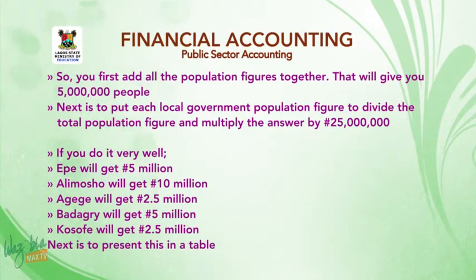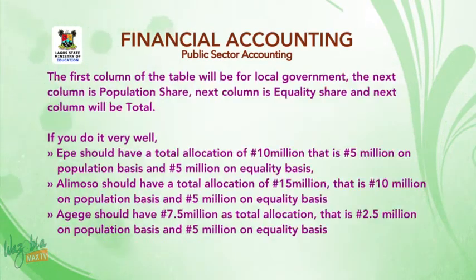Next is to present this in the table. The first column of the table will be for local government. The next column is population share. Next column is equality share. And the next column will be total. If you do it very well, Epe should have a total allocation of 10 million naira. That is 5 million naira on population basis and 5 million naira on equality basis.